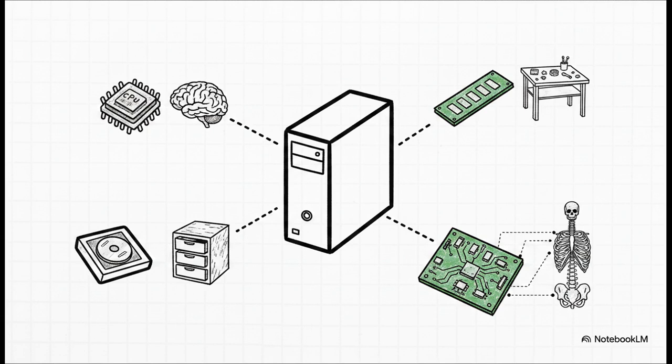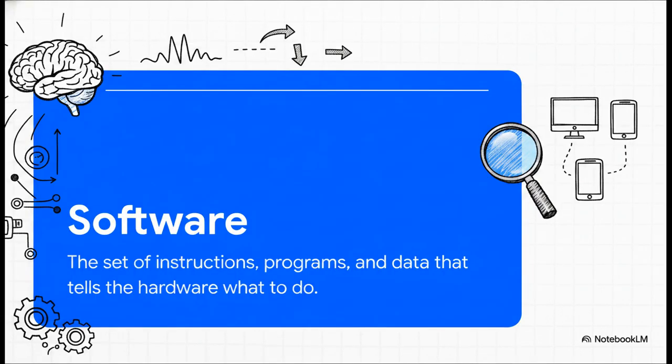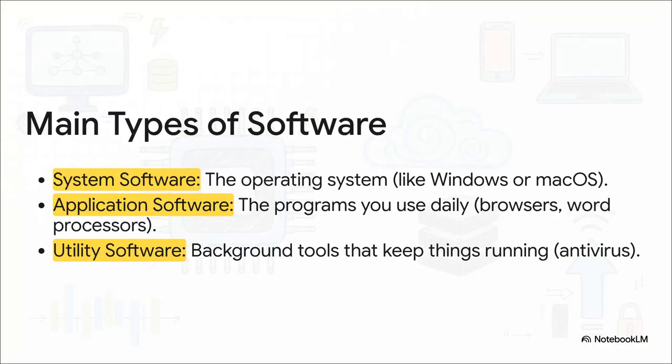Right, so if the hardware is the physical body, then the software, that's the mind. It's the part you can't touch. It's the set of instructions, the programs, the code that tells all that physical hardware what to do. It's what makes the computer do anything at all, from starting up to letting you watch this. And software isn't just one thing. It's kind of built in layers.